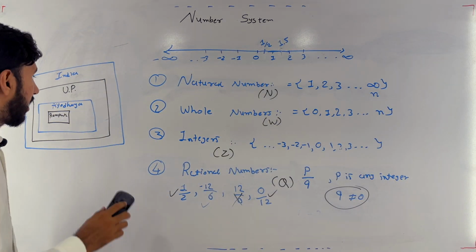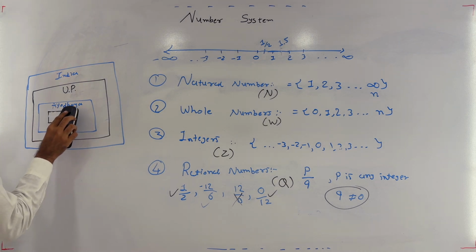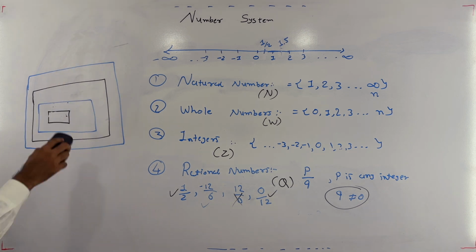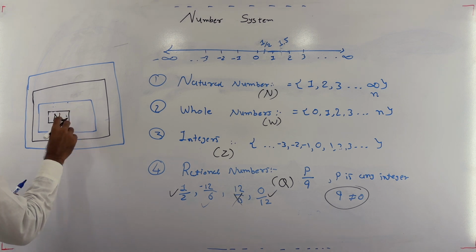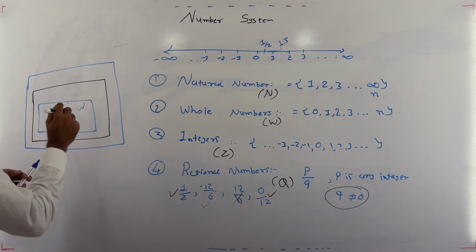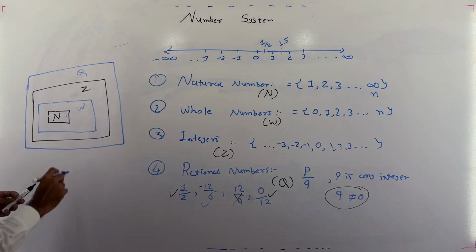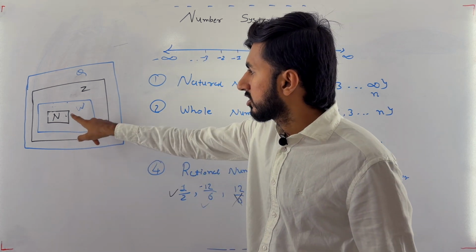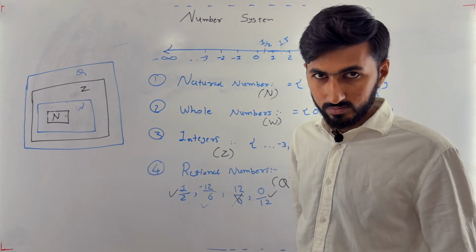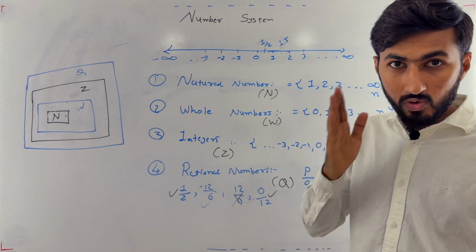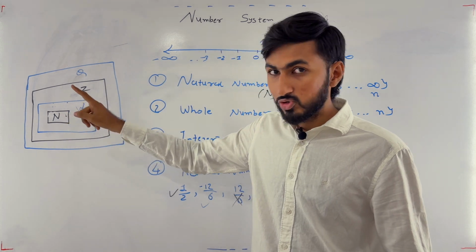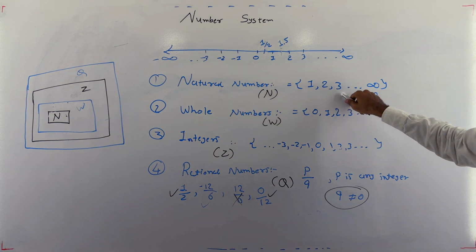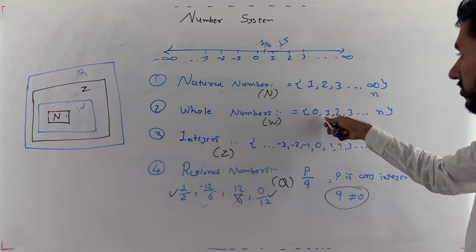Now what if I just change the names? Here I will write N, here W, here Z, and here Q. Then the same rule will be applied for this also. Here N is natural numbers, W is whole numbers, Z is integers, and Q is rational numbers. So if I ask you all the numbers that come under natural numbers also come under whole numbers, then it is right. Right, you can see here all the numbers that come under natural numbers like 1, 2, 3 and so on also come under whole numbers.